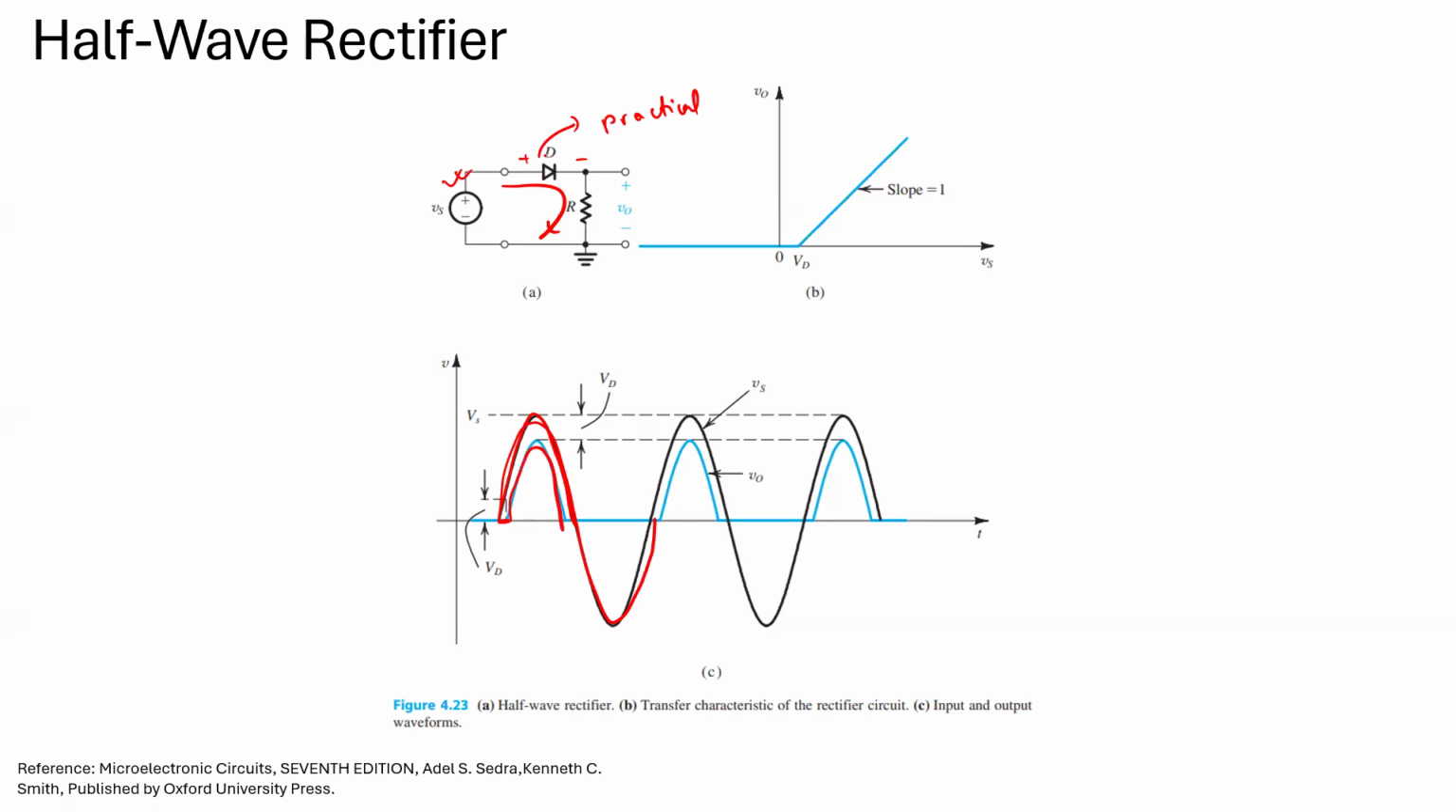Now, in reverse bias, the diode will be non-conducting, and there will be no current in the circuit, resulting in zero voltage. So this is the functionality of a half-wave rectifier. If we see the transfer characteristics, that is the relationship between the output and input, we can say that after the particular cutoff voltage, the voltage increases with current with a slope of 1.